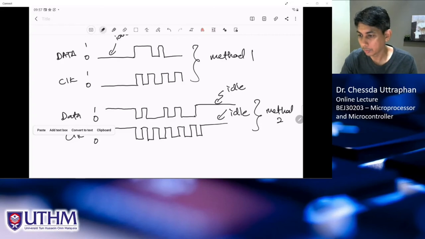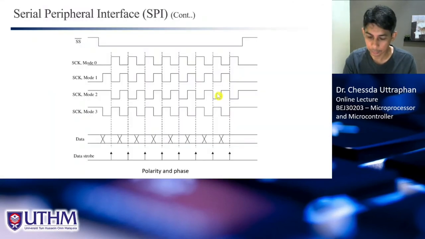Okay, so now back to this. We can see that for mode 0 and mode 1, when there is no data or no communication, the line for clock is 0 and the data is also 0. For mode 2 and mode 3, if there is no communication, we can see that the line is high. Now, what is the difference between mode 0 and mode 1? In mode 0, the data strobe, or the time that we read the data, is at the rising edge, or positive edge, of the clock.